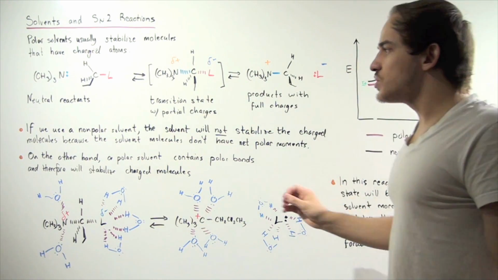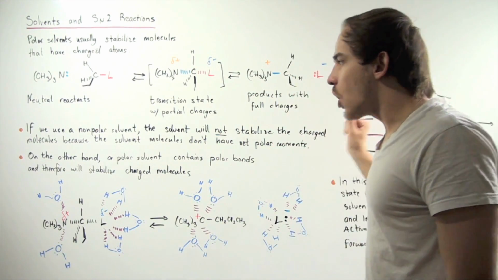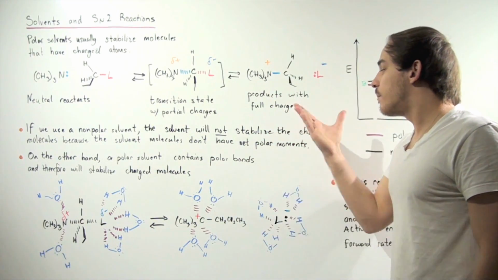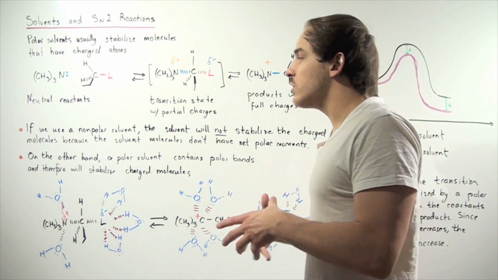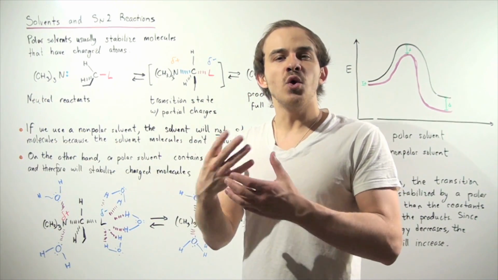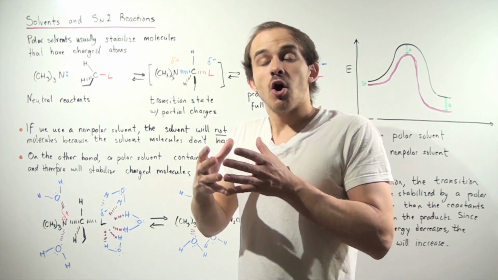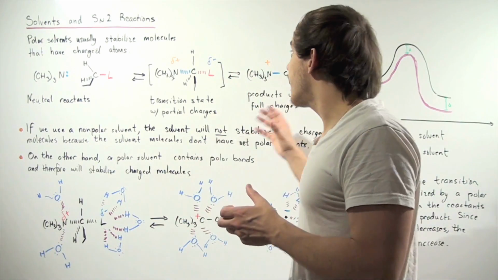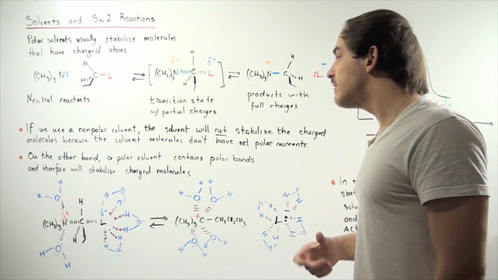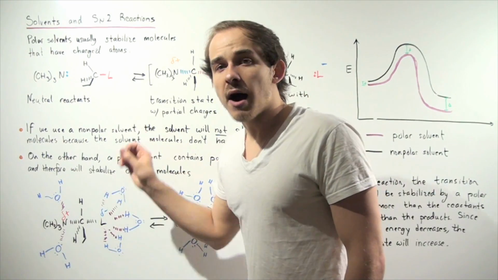Now, if we use a non-polar solvent, the solvent will not stabilize the charged molecules because the solvent molecules don't have a net polar moment. Remember, non-polar molecules themselves have individual polar bonds, but overall the net charge is 0. And so there is no partial negative or partial positive charge to stabilize these charges here. On the other hand, a polar solvent contains polar bonds and therefore will stabilize charged molecules.